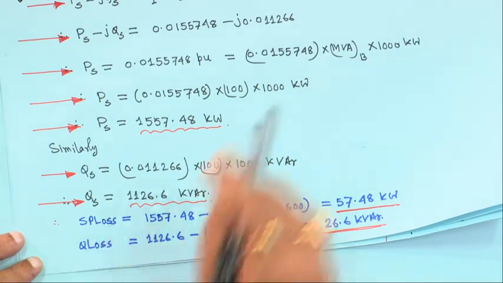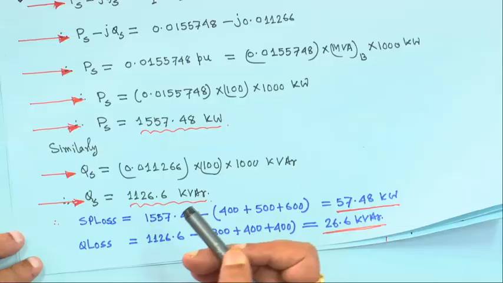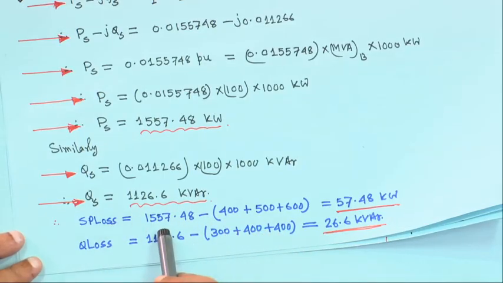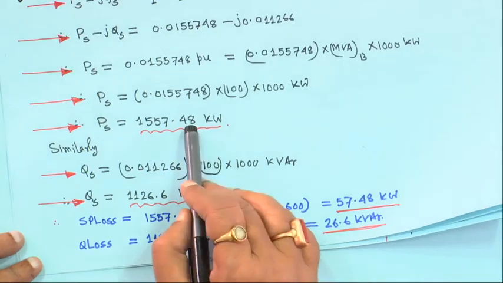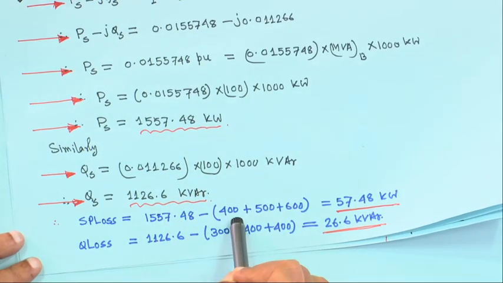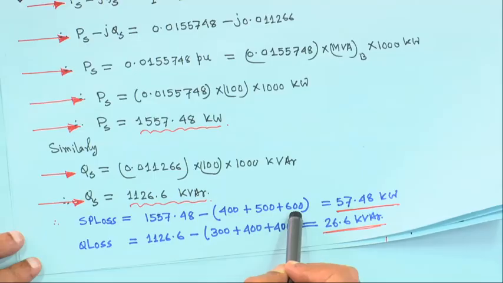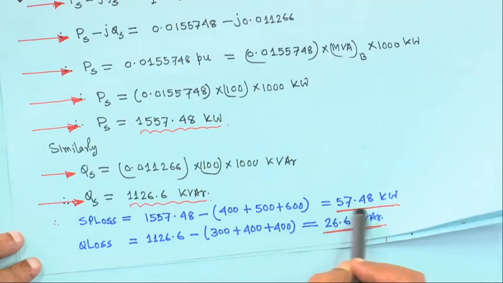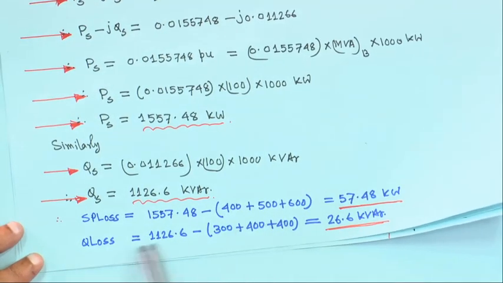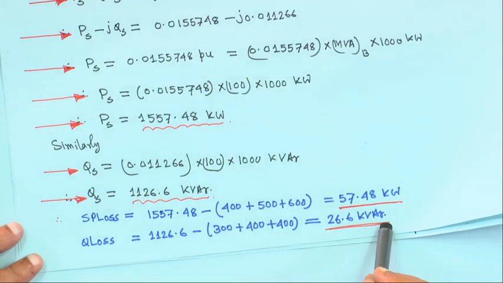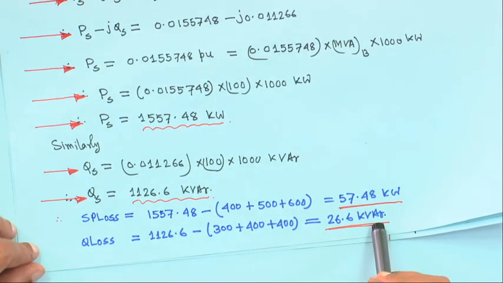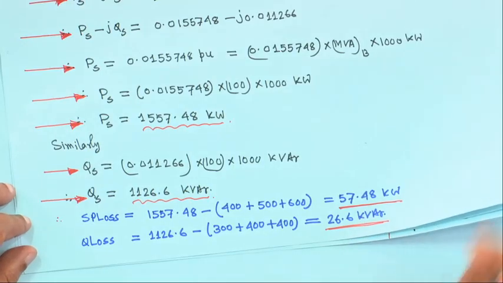That means this is the power input, and the load is subtracted, so the total power loss, the sum of power loss, is equal to the total input power, that is 1557.48 which we just got, minus the total load, that is PL2 plus PL3 plus PL4, in kilowatt. So it is 57.48 kilowatt. Similarly, Q loss will be 1126.6 kilovar minus QL2 plus QL3 plus QL4, whatever load was there. So the loss is coming 26.6 after the second iteration. This way loss can be computed.